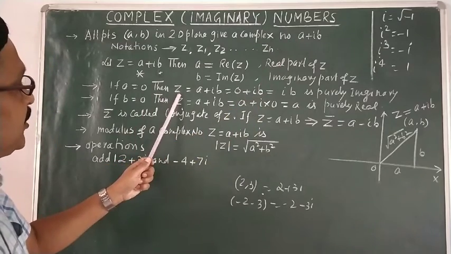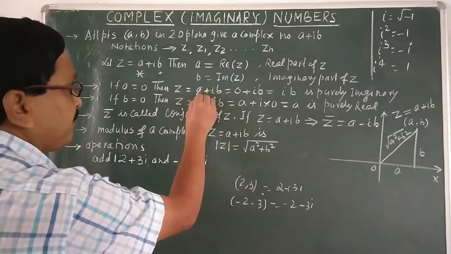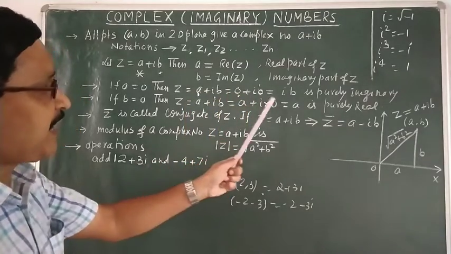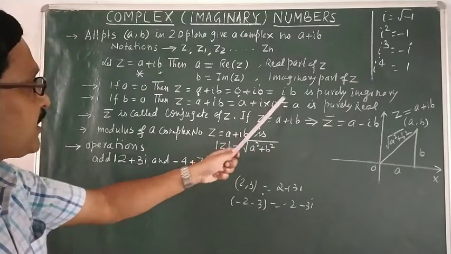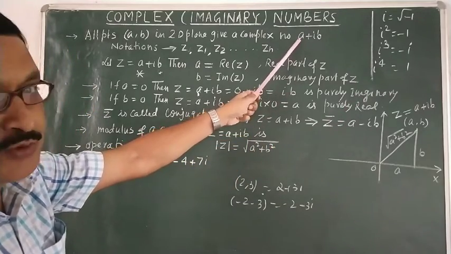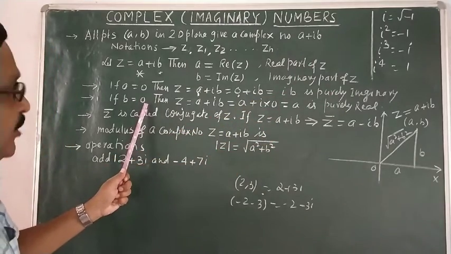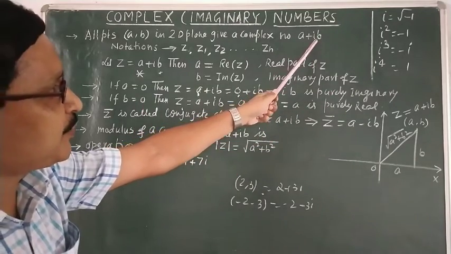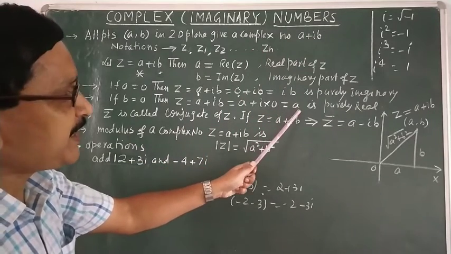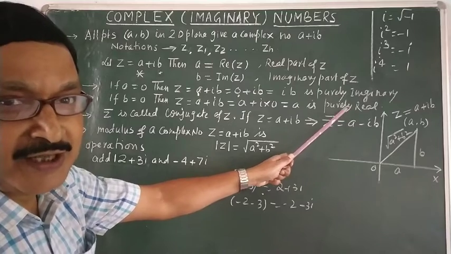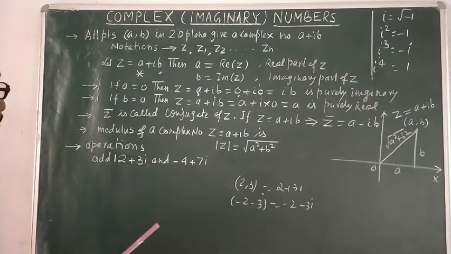Now see what happens when a is equal to 0. If a is equal to 0, then z is equal to a plus ib becomes 0 plus ib, this is ib, which is purely imaginary. The real part does not exist, simply ib, this is purely imaginary. If b is equal to 0, then a plus i into 0 is simply a, which is purely real. These are the conditions of purely real and purely imaginary.